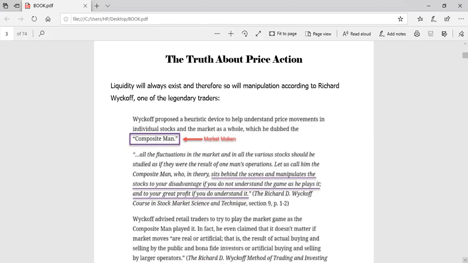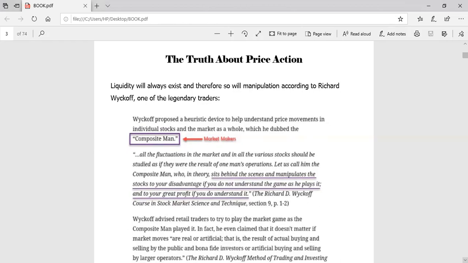All the fluctuations that I've shown you in the market should be studied as if they were the result of one mass operation, the market players. So it is called the composite man, who in theory sits behind the scenes and manipulates the stocks to your disadvantage if you do not understand the game as he plays it, and to your great profit if you understand it. So if you understand the game of manipulation, you will profit from it. If you don't understand, you are the liquidity that they want to take off the market.